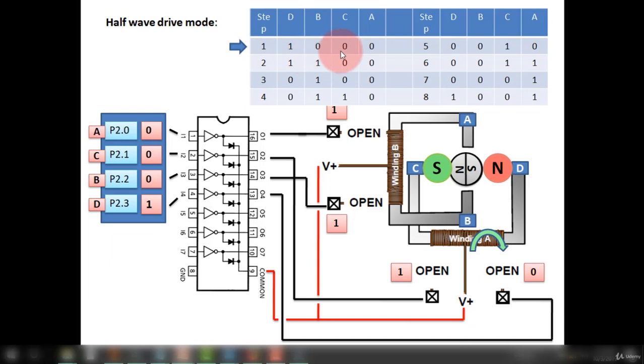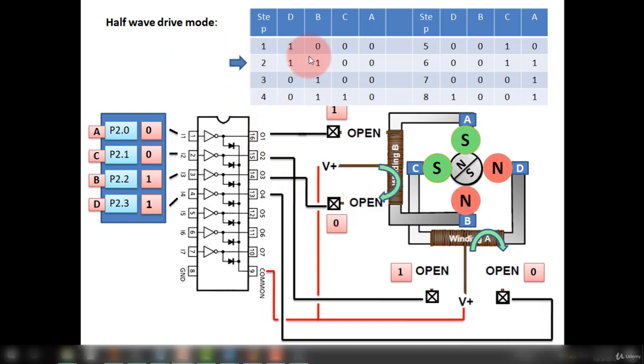So first we are passing 1000. In this case, only this terminal of stepper motor will get logic 0 and all others will be at logic high. Hence only this half of the winding will conduct current and it will generate south and north pole.